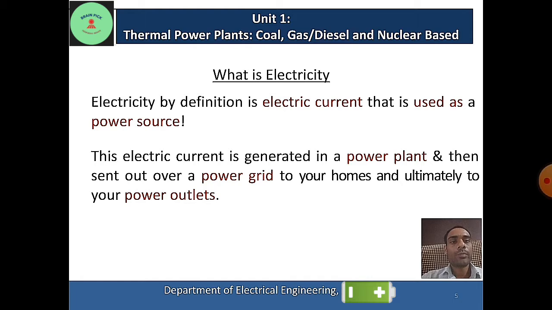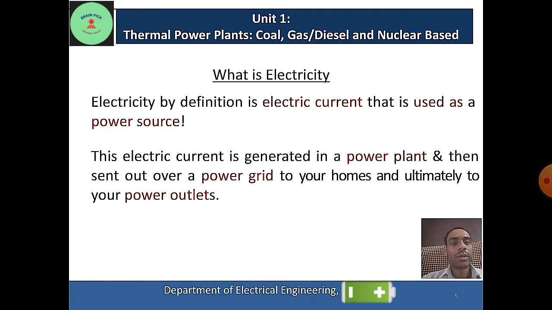What is electricity? Electricity by definition is electric current and that is used as a power source. This electric current is generated in a power plant and then sent out over a power grid to your homes and ultimately to your power outlets. So basically, electric current is a flow of electrons.